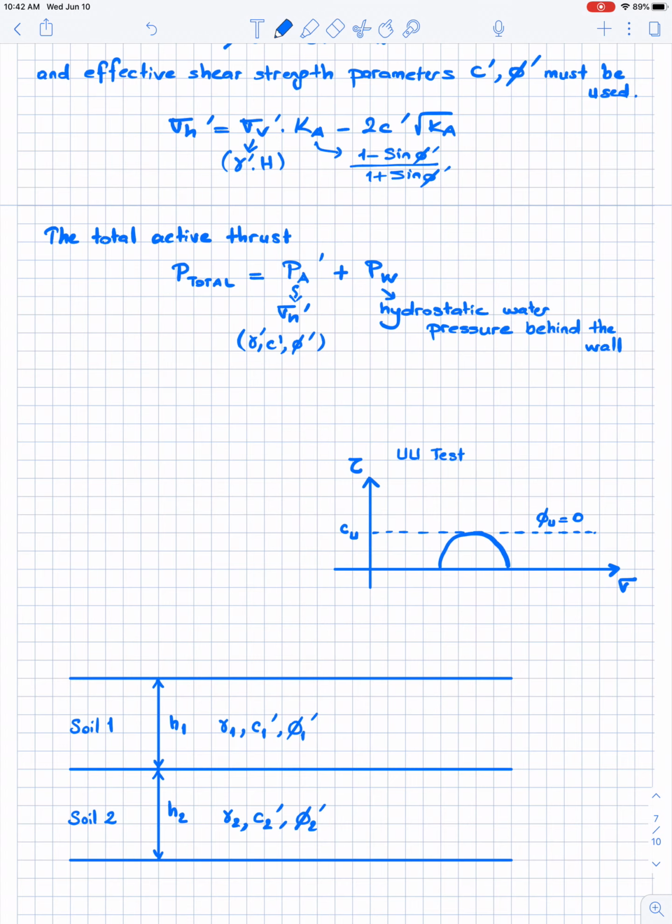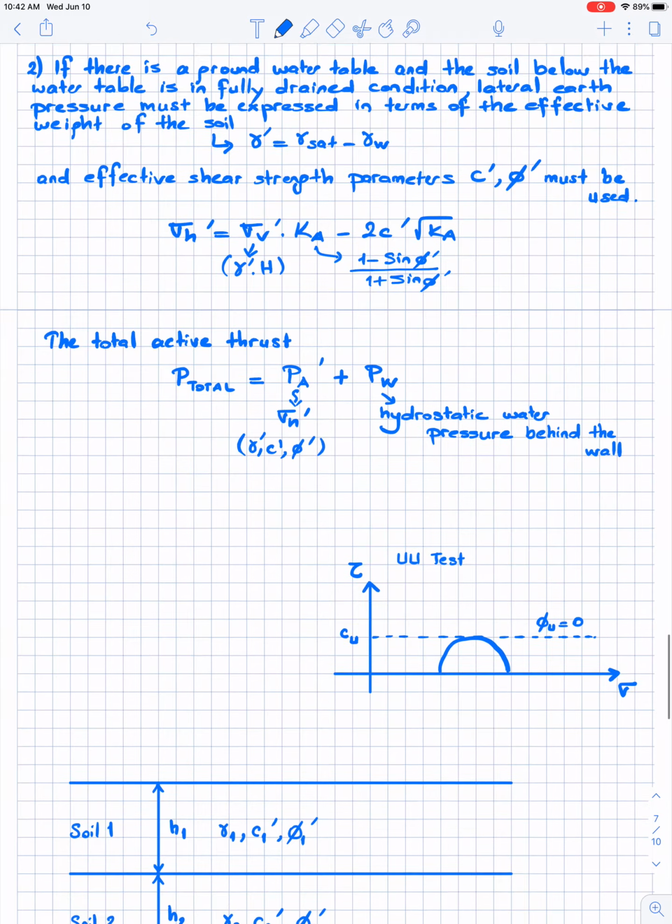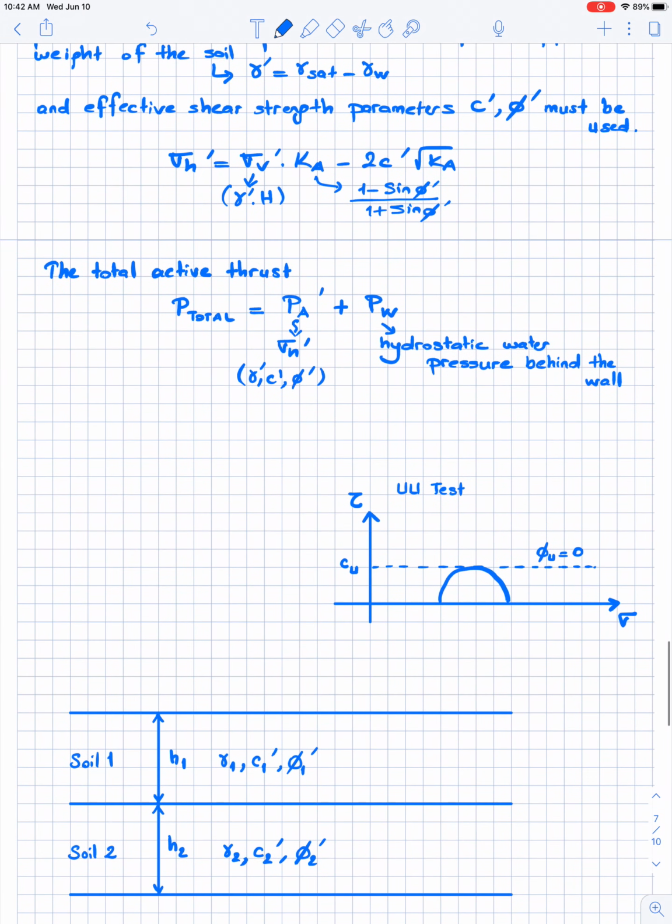All right. Now, we might have situations where we need to calculate the total thrust based on undrained conditions. Let's say, for the undrained conditions, this is especially valid if you want to calculate the forces under earthquake loading. For the undrained conditions, I would like to remind you of the UU test result over here.